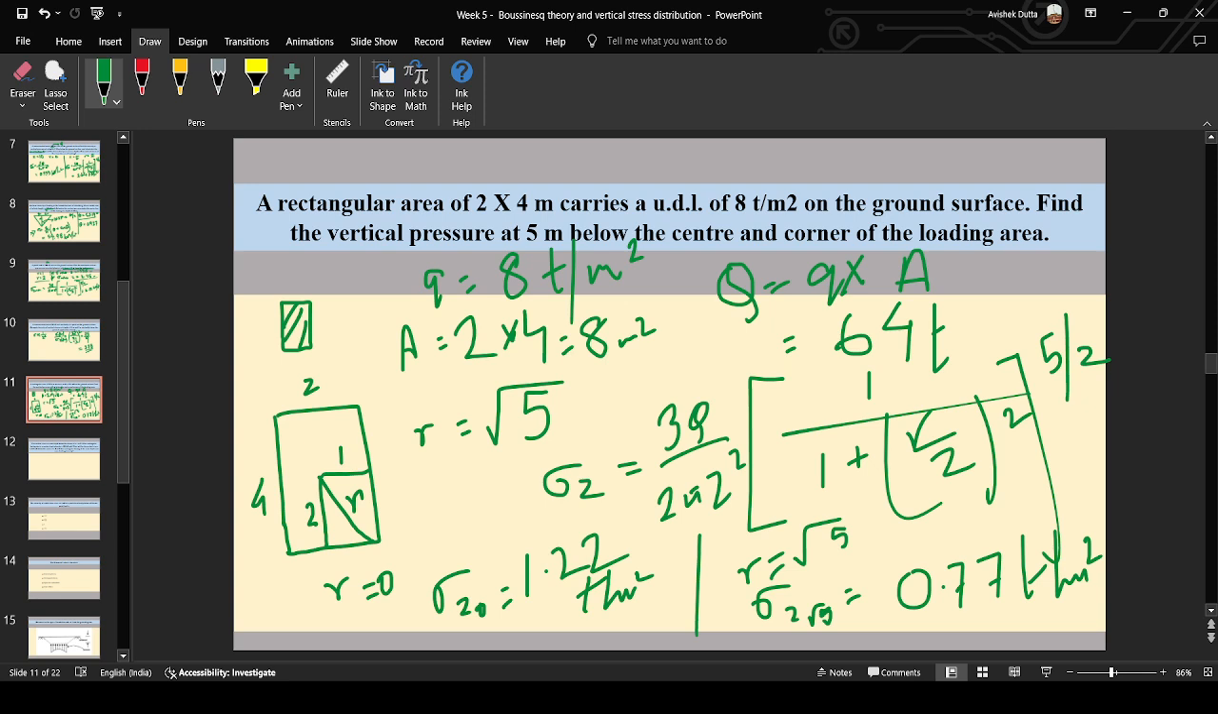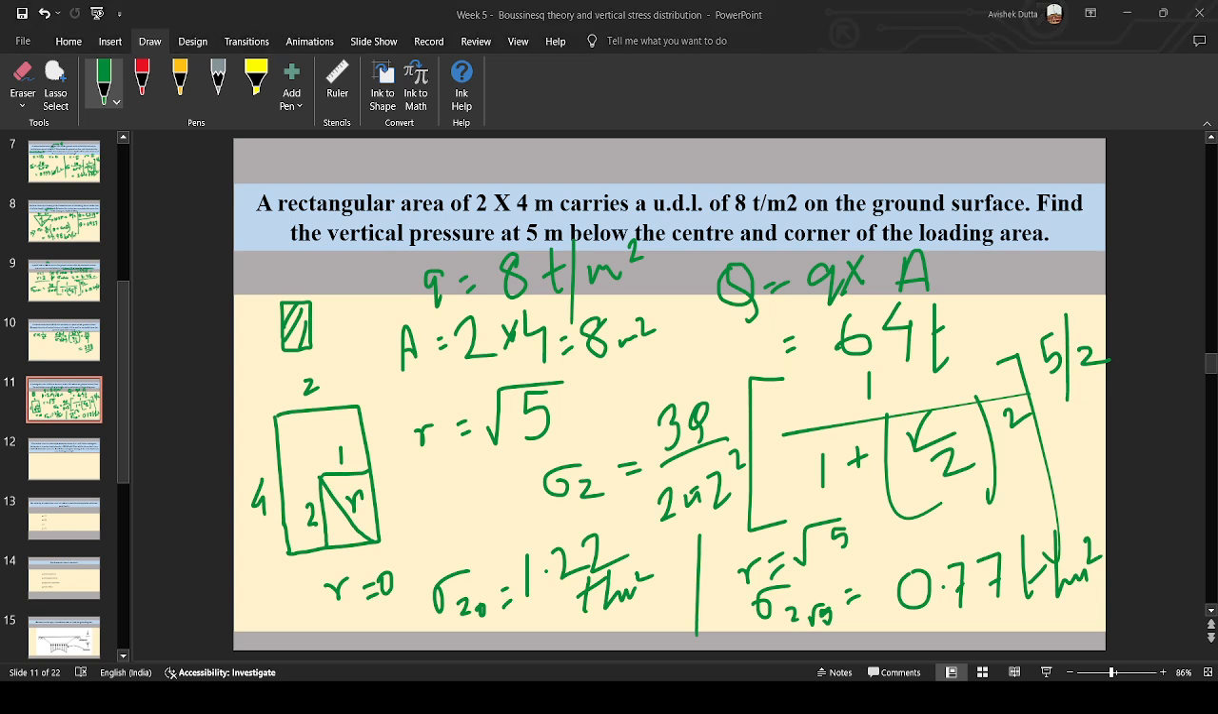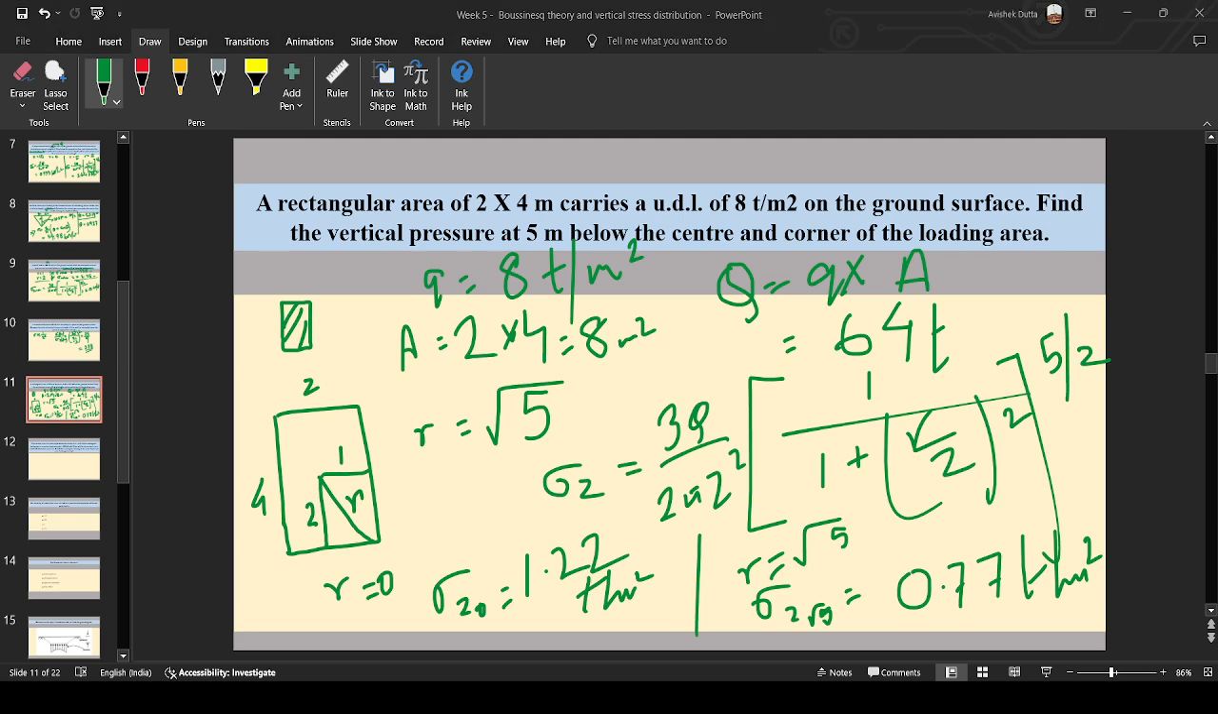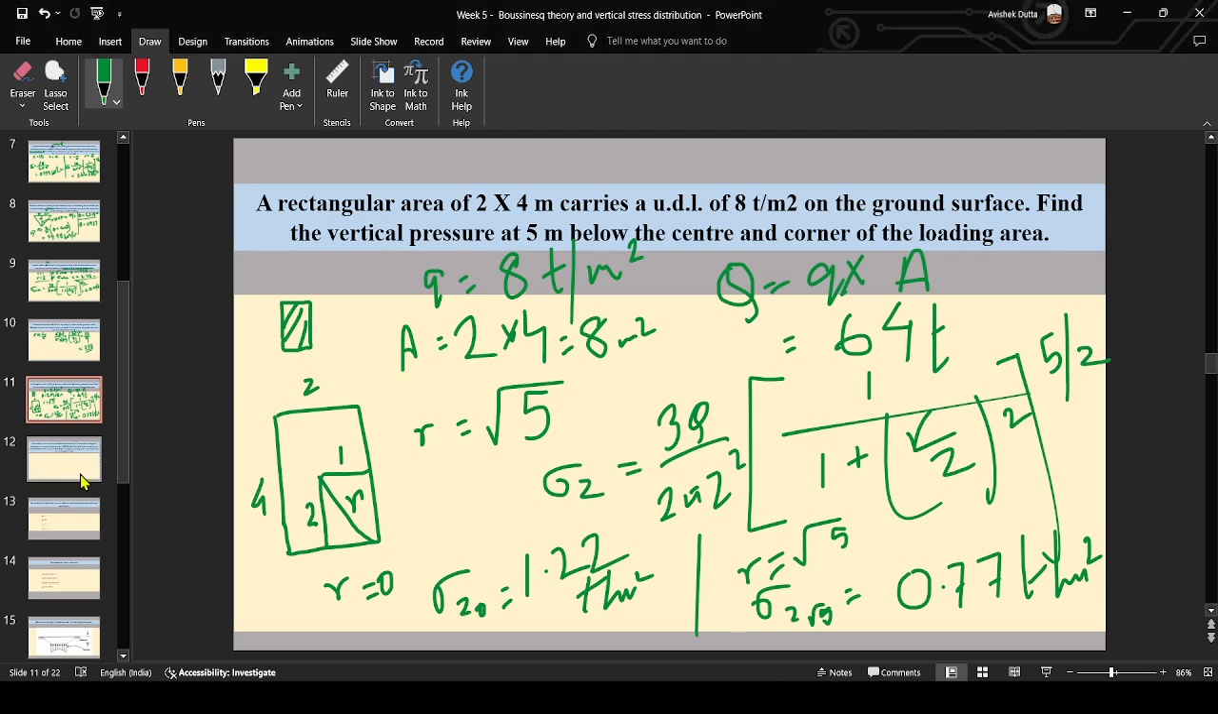Okay, so the first part, at the center r equal to 0, the answer is 1.22. The basic formula is 3Q by 2 pi z square. And then the next part, r equals to root over of 5. The value of the vertical stress is 0.77 ton per meter square. I hope it was clear. Next question.